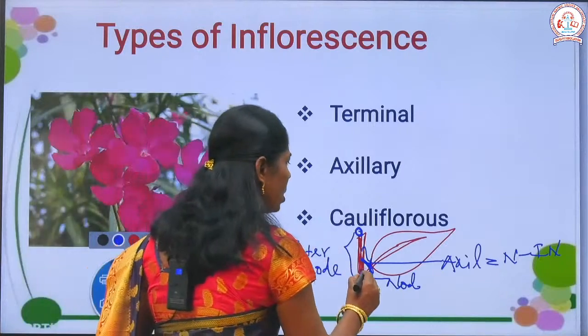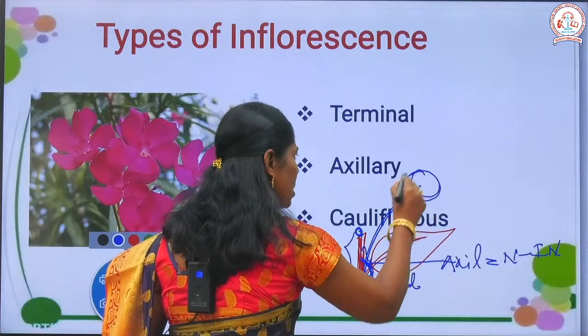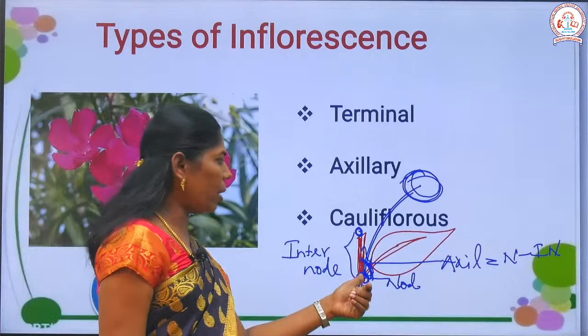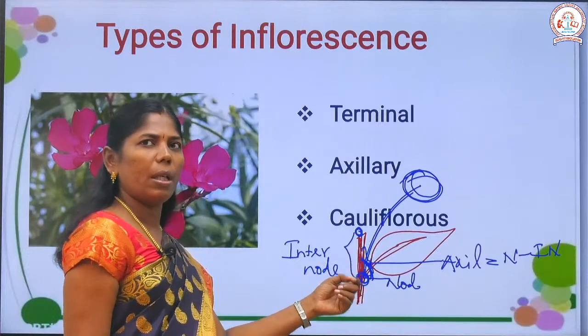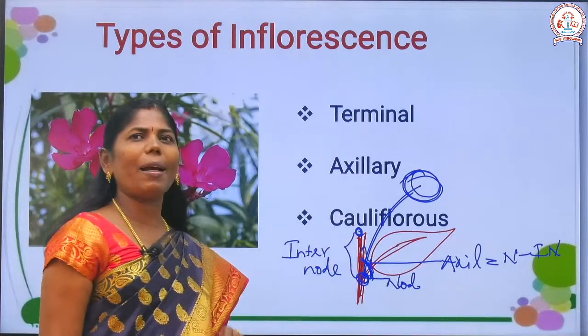Okay. So, this region is called the axillary region. If a flower is arranged on this region, it is an axillary flower. Where is the axillary region? Between the node and internode. So, that is the axillary region. If the flower is arranged on that region, that is an axillary flower.